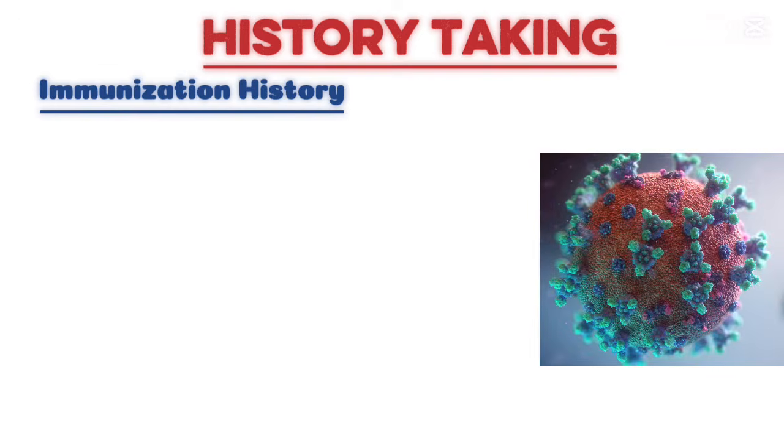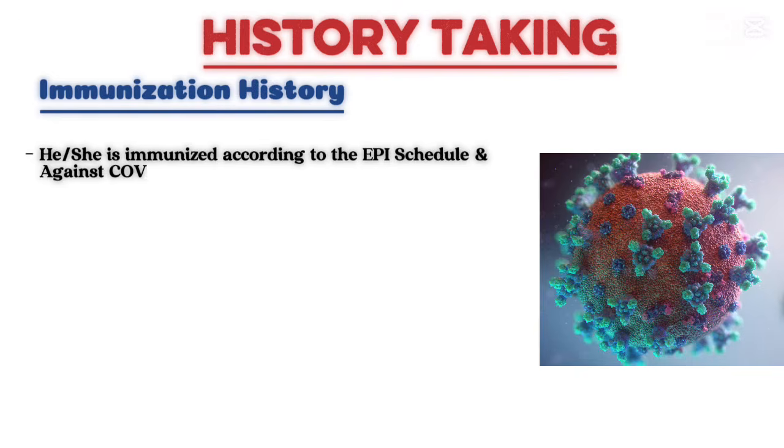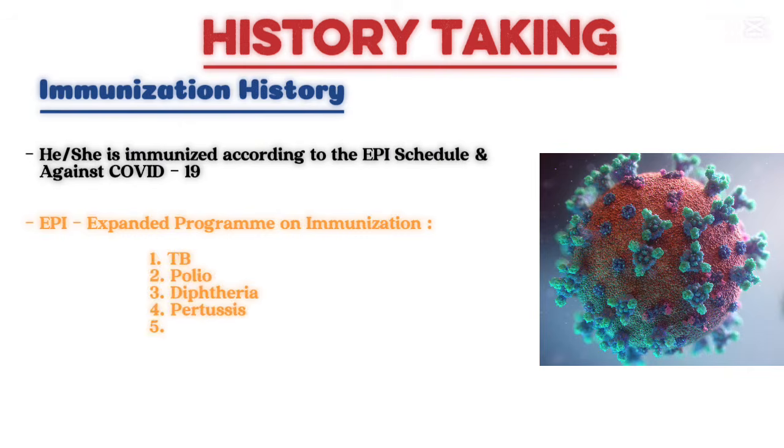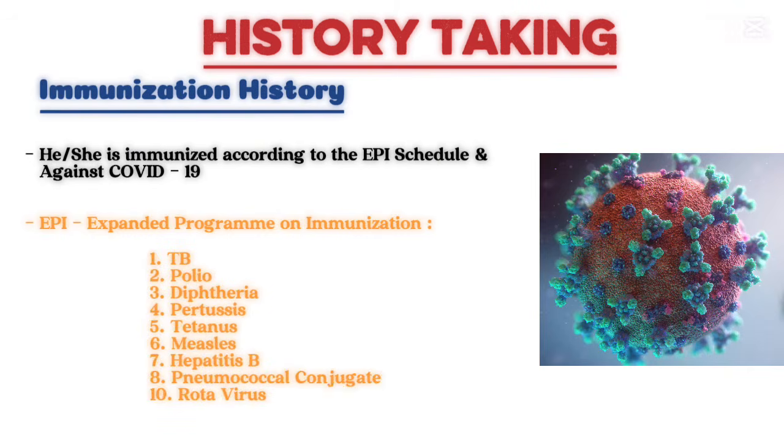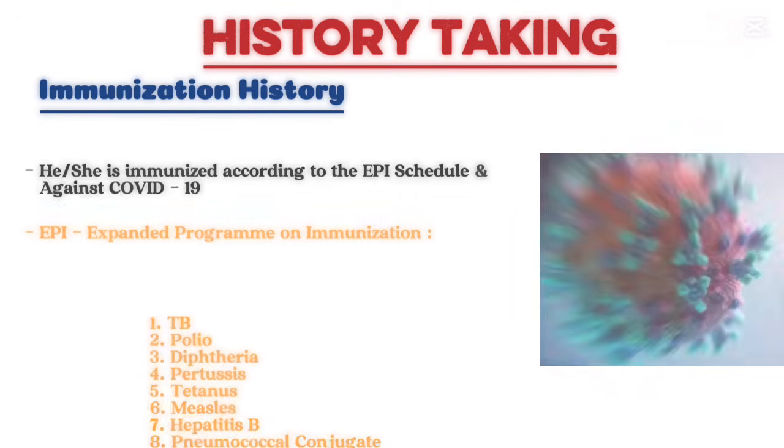Now the immunization history. Here in the immunization history, we ask the patient if he or she is immunized according to the EPI schedule, which means Expanded Program on Immunization, which contains vaccination against 9 to 10 diseases, and they are tuberculosis, polio, diphtheria, pertussis, tetanus, measles, hepatitis B, pneumococcal conjugate, and rotavirus. So here we write he or she is immunized according to the EPI schedule and against COVID-19.